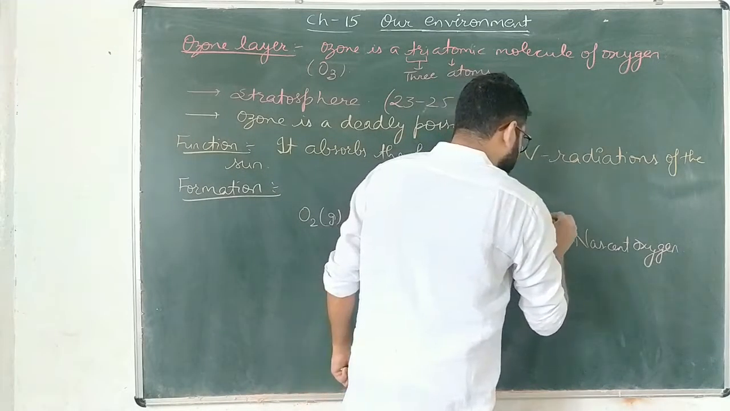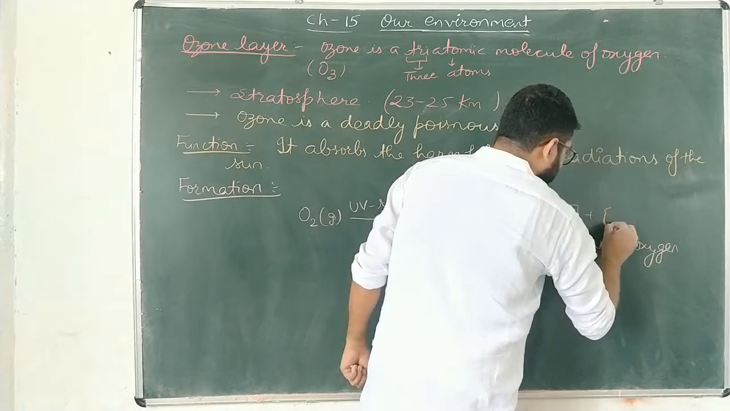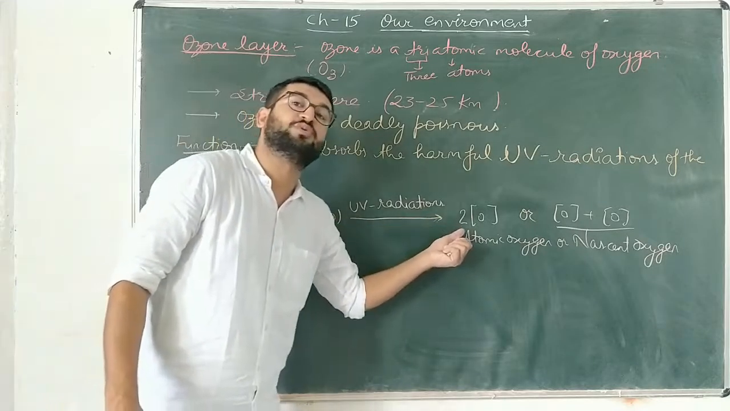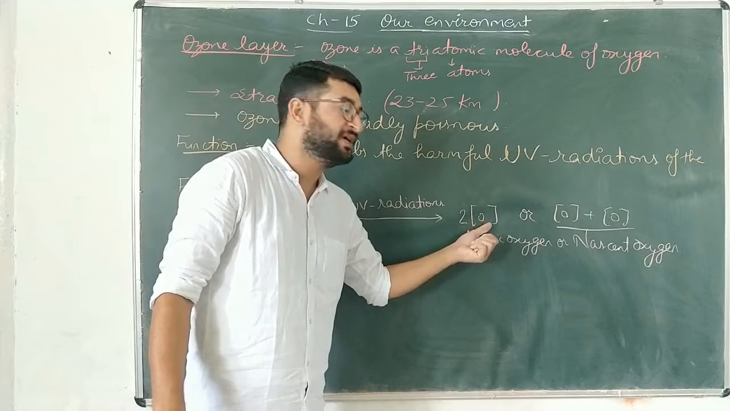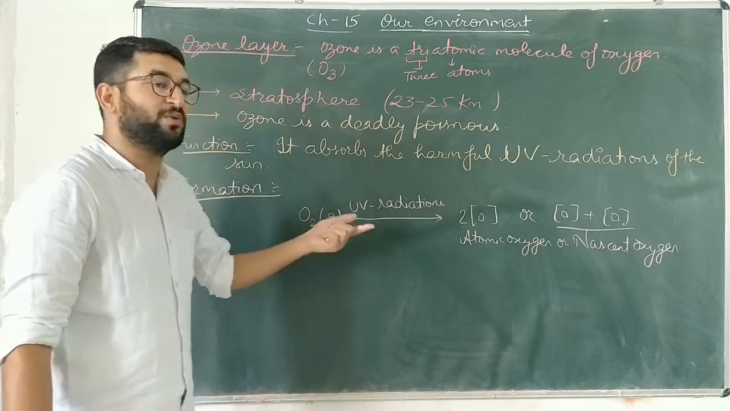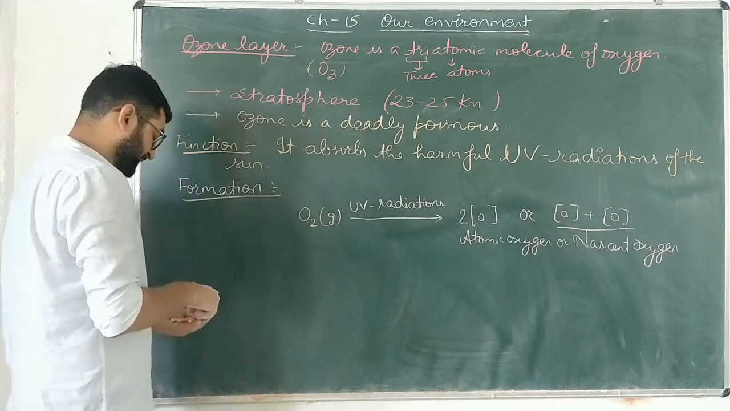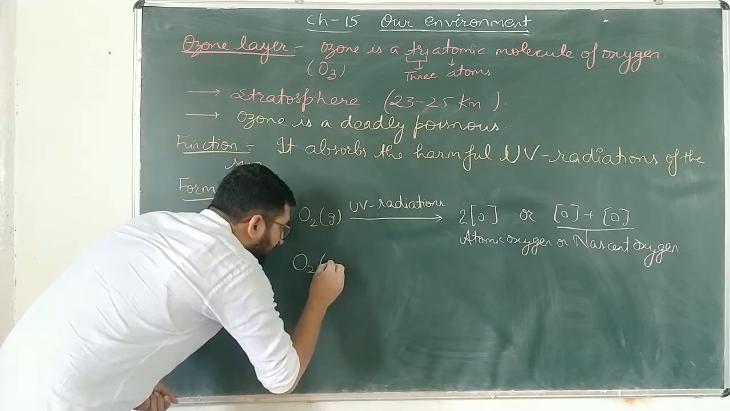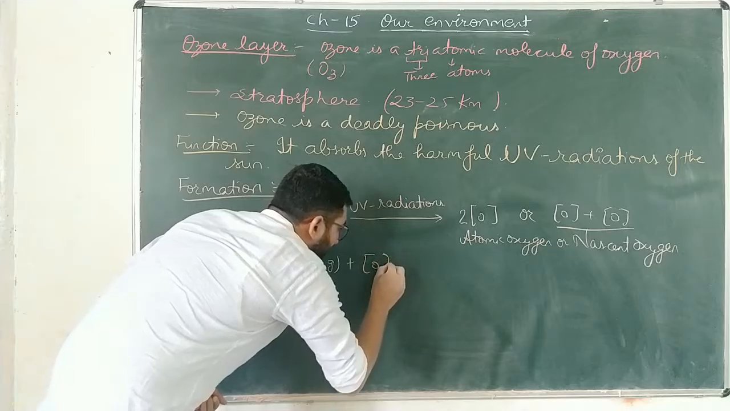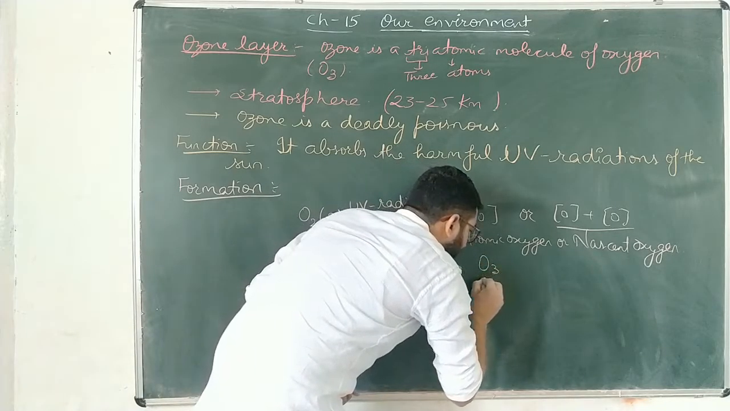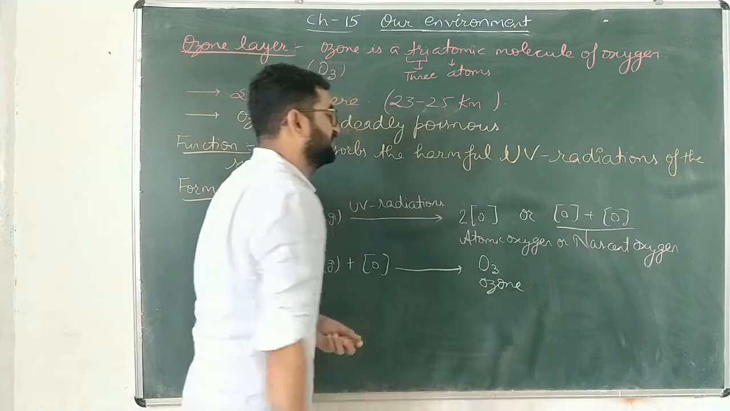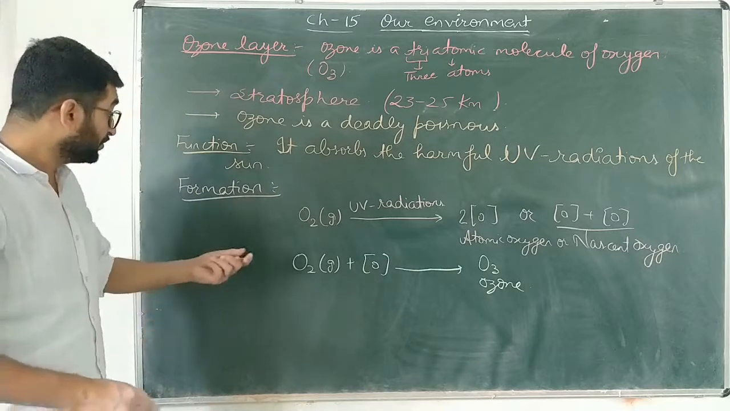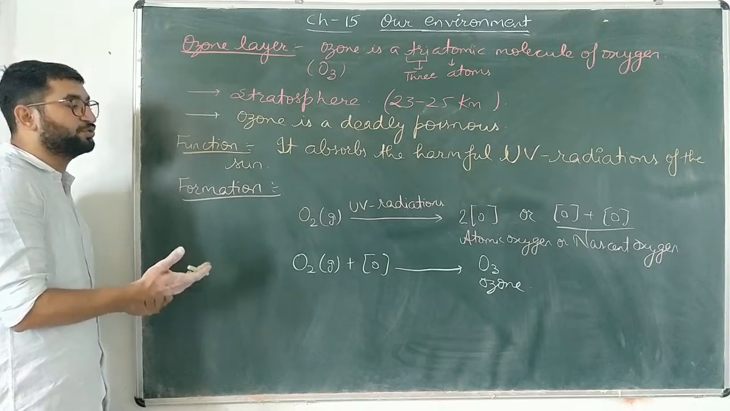You may write this as two separate atoms as well. The representation which is given in the NCERT book is also correct, and this one is also correct. This represents two atomic oxygen, and independently two are there, one and one. That is oxygen gas. Then that atomic oxygen combines with the other molecule of oxygen gas in the atmosphere and forms the molecule that is ozone. So that's how ozone molecules are formed in nature. So this is the formation of ozone.